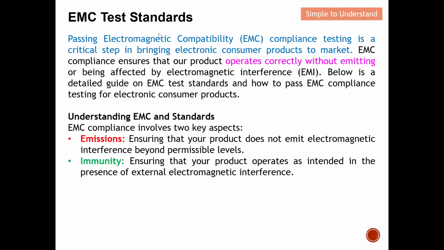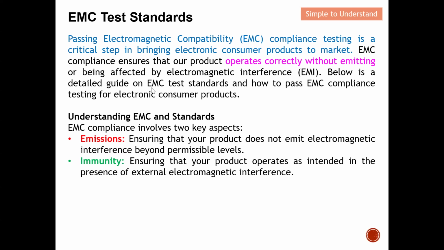Passing the electromagnetic compatibility compliance test is a critical step in bringing an electronic consumer product to market. So basically, if you have any new product that you want to introduce to the market, you need to ensure that it passes the EMC test based on different regions. You are required to satisfy those regional compliance tests. EMC compliance ensures that our product operates correctly without emitting or being affected by electromagnetic interference.